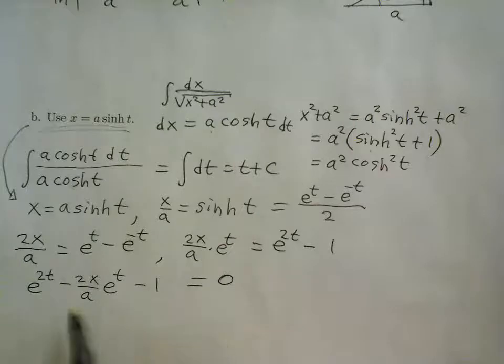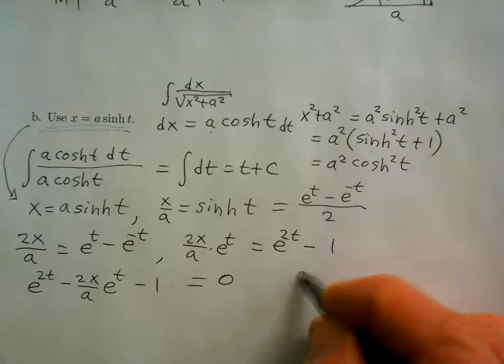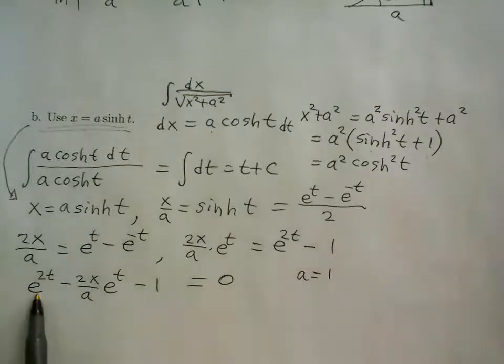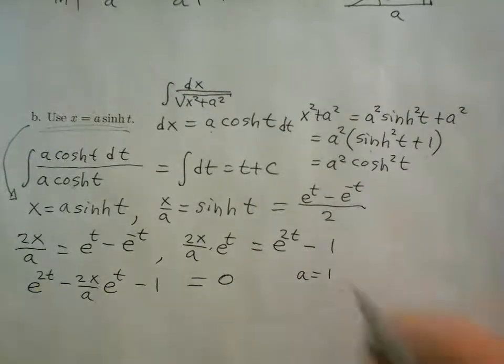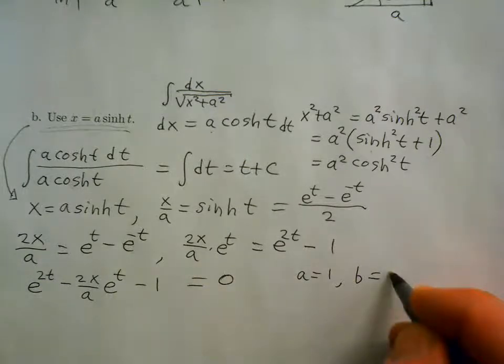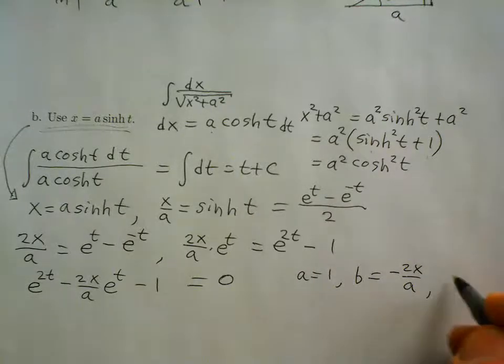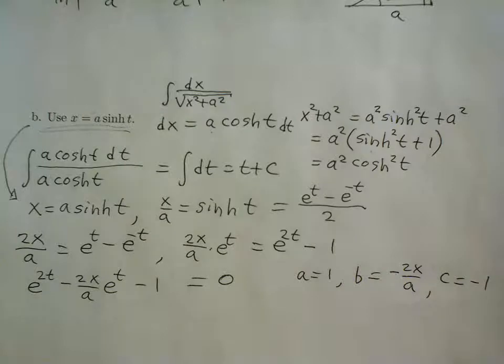So we can use the quadratic formula to solve for e to the t. So I don't have capital X squared, but I do have e to the t squared. So I'm going to use the quadratic formula where the value of a is 1. That's the coefficient of e to the 2t. B is the coefficient of e to the t, which is negative 2x over a. And the constant c is negative 1.